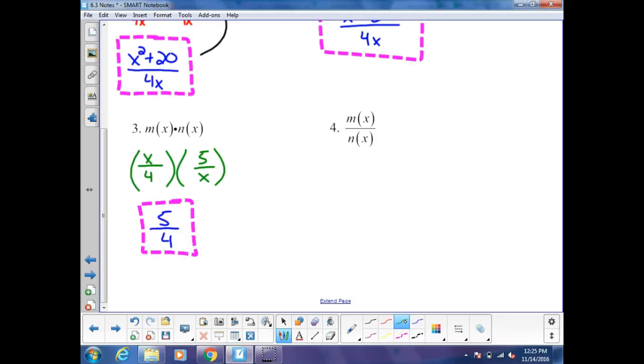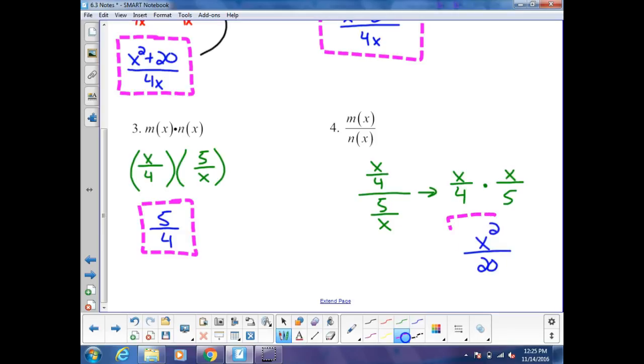Division. x over 4 divided by 5 over x becomes x over 4 times x over 5. Flip, reciprocate, if you will, the second fraction or the bottom fraction, and then this gives me x squared over 20. Questions on that?